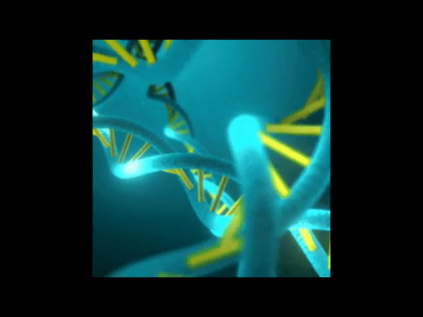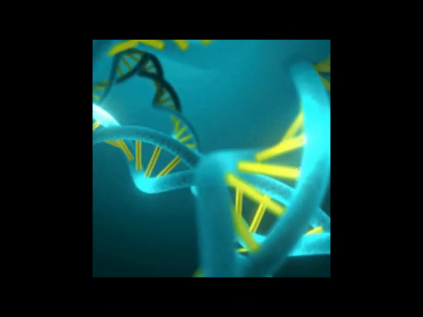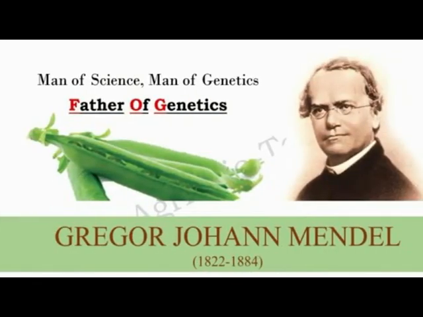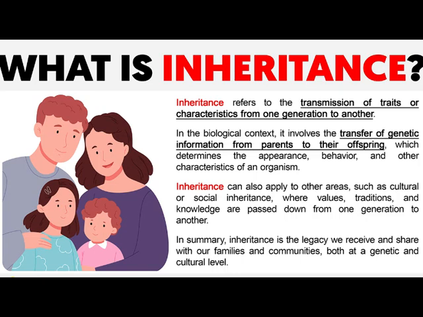Now, who discovered this? Why are we studying this? Some people must have contributed in the field of genetics. The main contributor was Gregor John Mendel. He was known as the father of genetics. So, Gregor John Mendel worked out the basic rules of inheritance of traits more than a century ago.